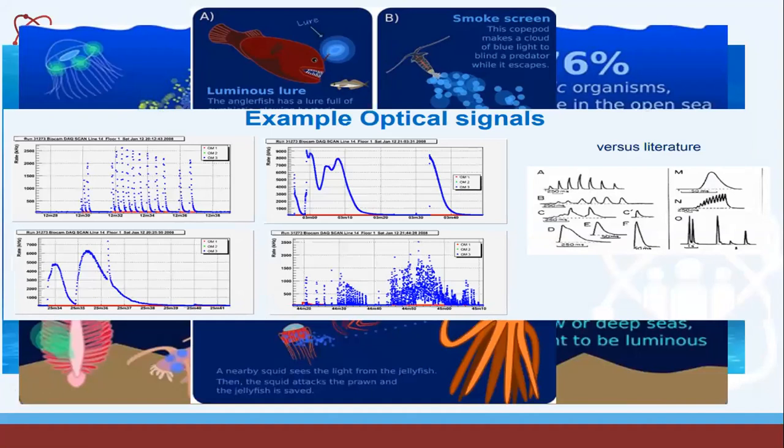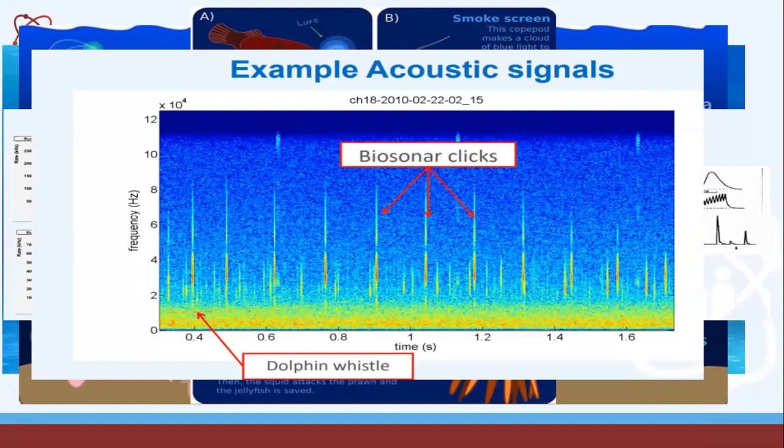the noise. These are some examples of optical signals. Again, I don't want to go into much detail here. Manolis also mentioned yesterday the example of the dolphin whistle, where some signals were distorting the detector, made by mating dolphins.